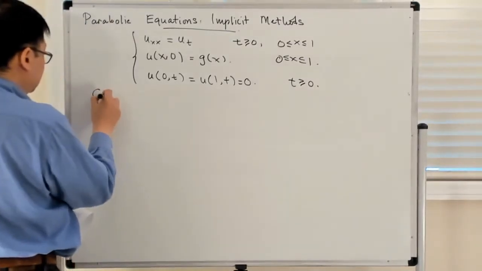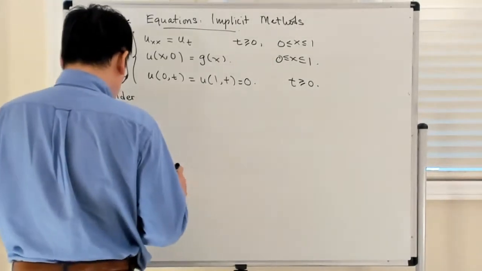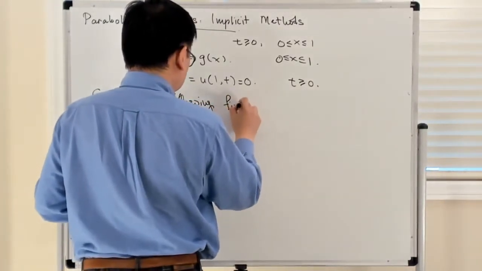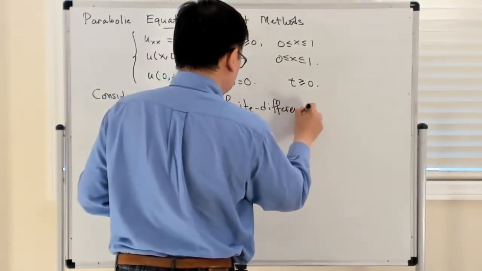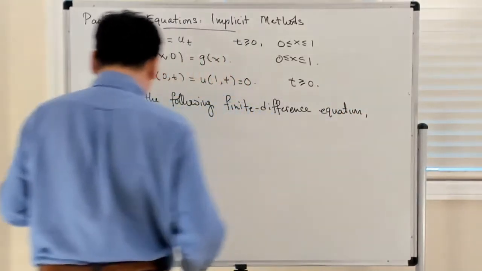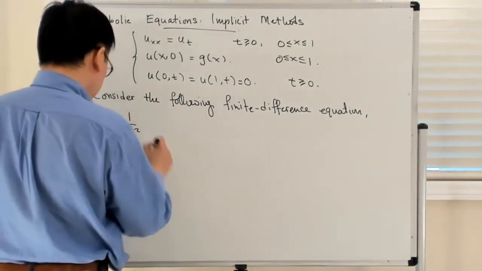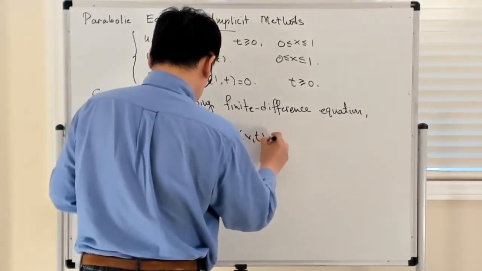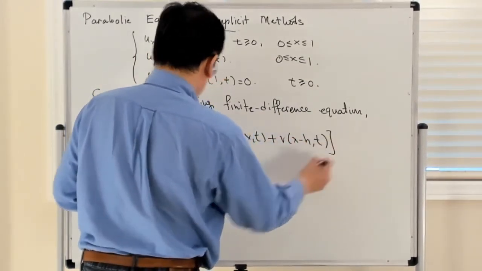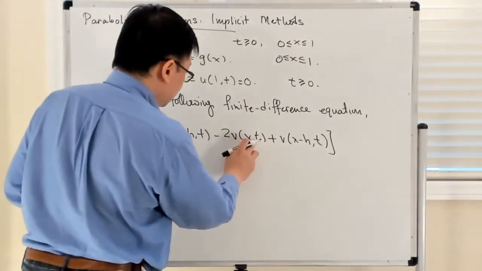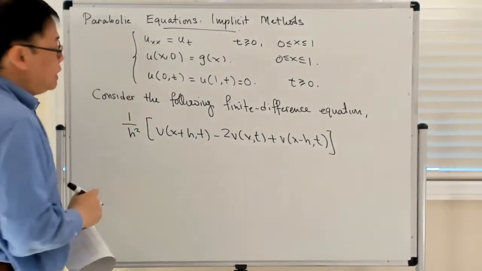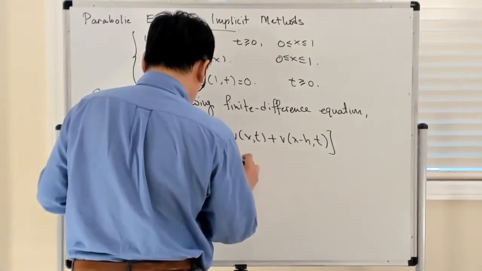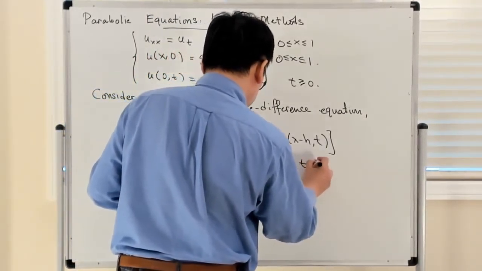So let's consider some other finite difference discretization. Okay, so consider the following finite difference equation. You have 1 over h squared times v(x+h, t) minus 2v(x, t) plus v(x-h, t). As before, this is an approximation of the second derivative term in space, which is here. Okay, and we want this to be equal to 1 over k times v(x, t) minus v(x, t-k).